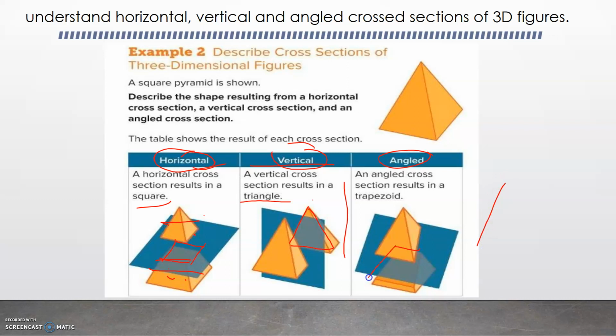And the last one is in an angled way. Can you see it's kind of an odd shape? Speaking of odd shapes, a trapezoid is the most famous odd shape, which would look something like this. This is what we call a trapezoid.